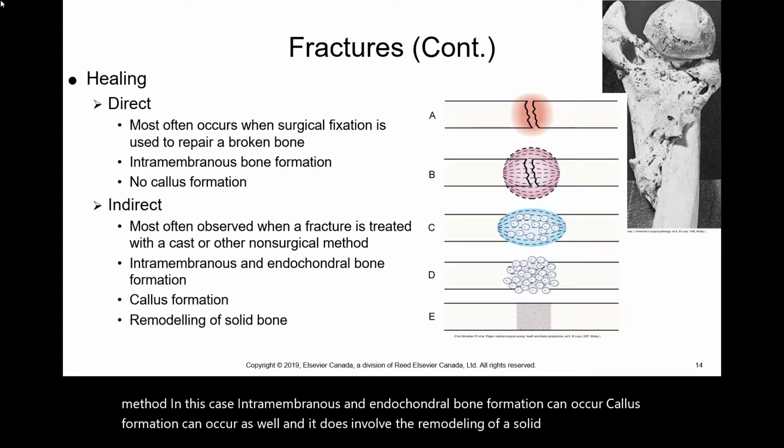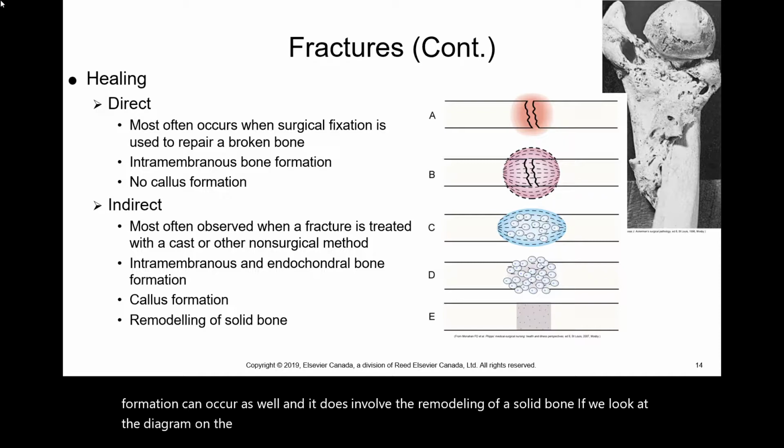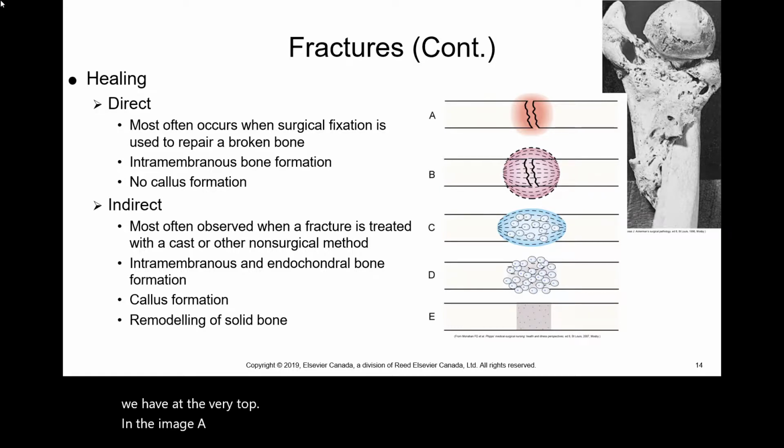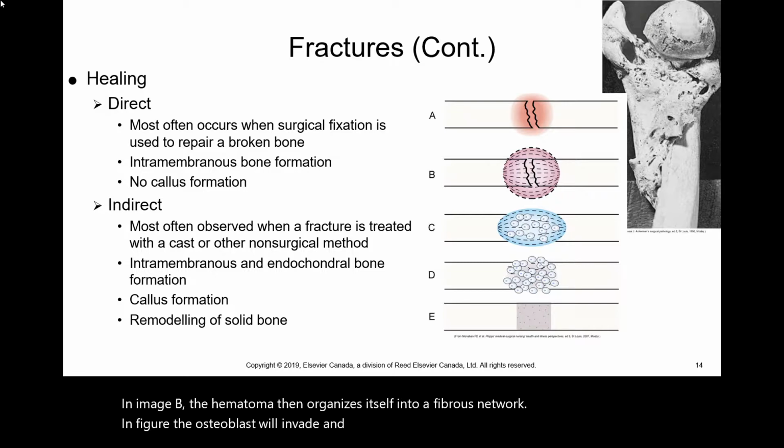If we look at the diagram on the right of your screen, there are 5 stages of healing from A through E. First, we have at the very top in image A, the formation of a hematoma. This is when you have bleeding present at both ends. In image B, the hematoma then organizes itself into a fibrous network. In figure C, the osteoblasts will invade, collagen strands lengthen, and you have calcium deposits.